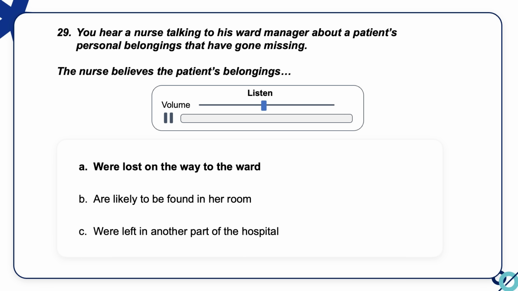So why not B? Pay attention to who is speaking. It is the ward manager, or speaker 3, who suggests, "Check around his room before you go." The question asks what the nurse, that's speaker 2, believes, and he simply agrees to check it. He says, "Okay, no problem," rather than suggesting it himself.